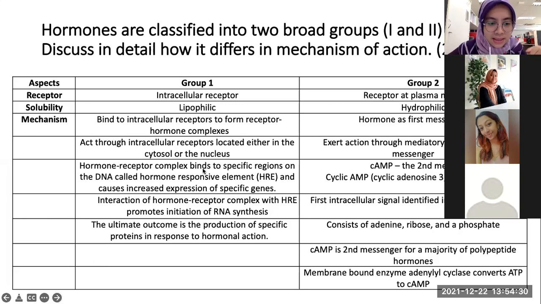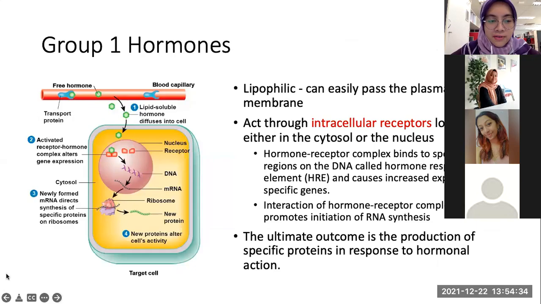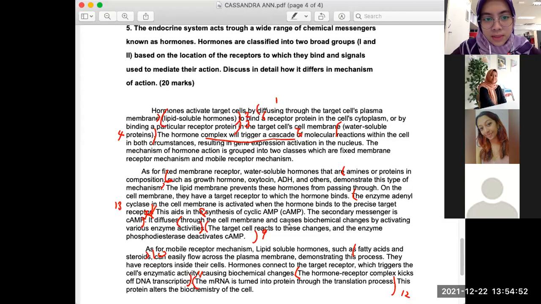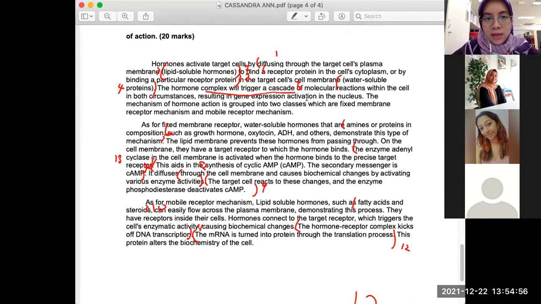Or you can do it like this, as most of you did, in the form of paragraphs. One paragraph for introduction, and then one paragraph for group 1 hormone, and then the next paragraph for group 2 hormone, and then the conclusion paragraph. Try not to combine all the answers in one paragraph. Please make it easier for me to read. So this is how you answer for compare and contrast, or when you are trying to explain two different things.